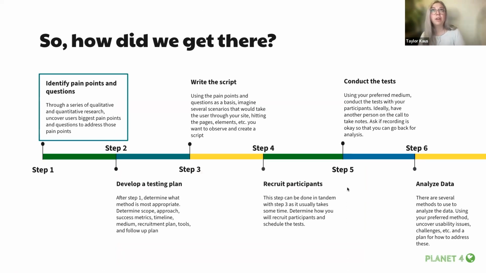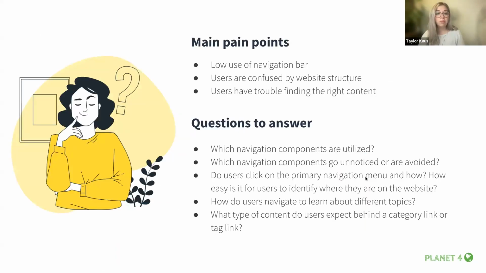We started with step one, identifying pain points and questions. So through a series of qualitative and quantitative research, we uncovered users' biggest pain points and questions to address those pain points. So our team started by conducting a variety of research from surveys to data analysis on Google Analytics and more to determine the main pain points. And we had discovered that a low use of the navigation bar, users being confused by the website structure, and users having trouble finding the right content were some of our main pain points.